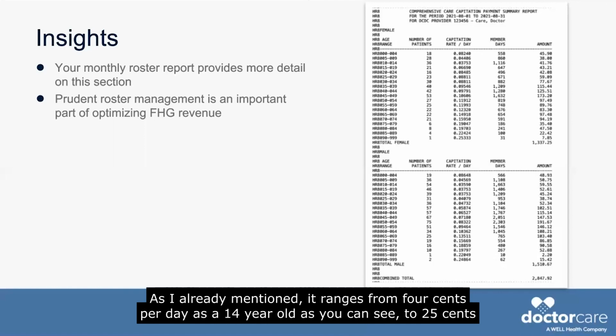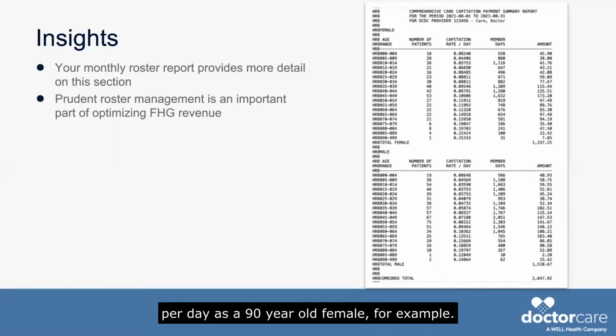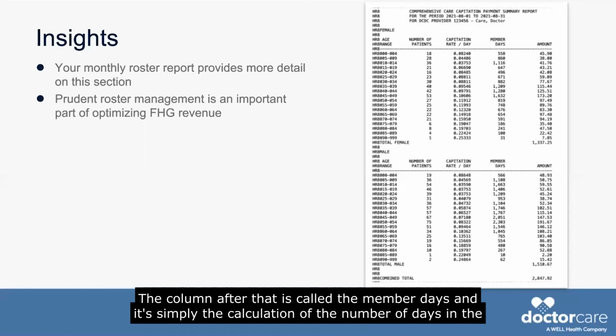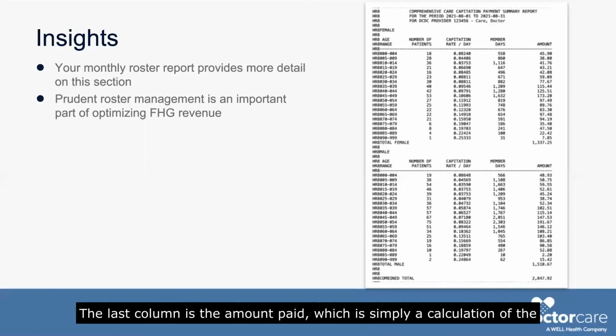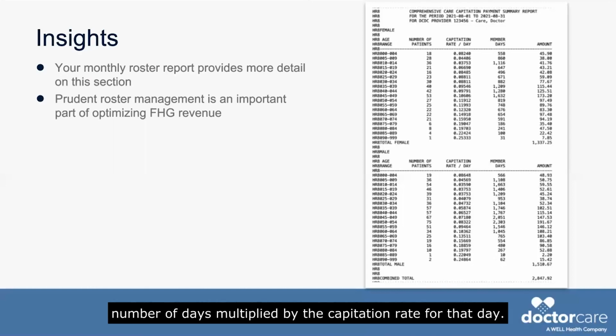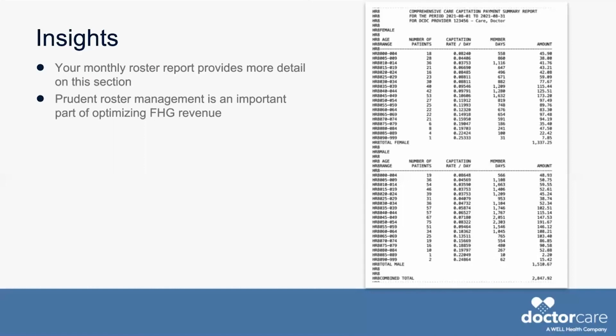As I already mentioned, it ranges from 4 cents per day as a 14-year-old, as you can see, to 25 cents per day as a 90-year-old female, for example. The column after that is called the member days, and it's simply the calculation of the number of days in the month multiplied by the number of patients in that age range. The last column is the amount paid, which is simply a calculation of the number of days multiplied by the capitation rate for that day.